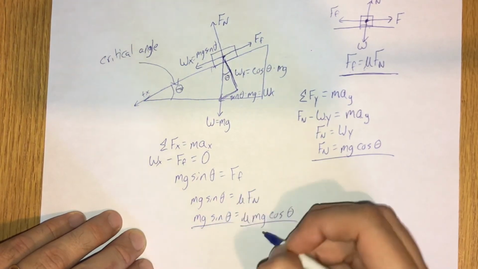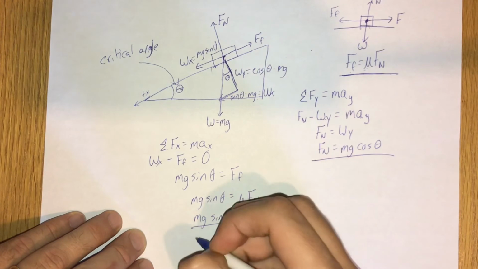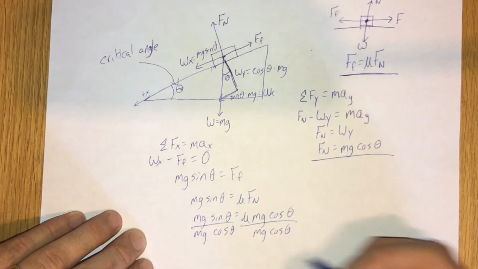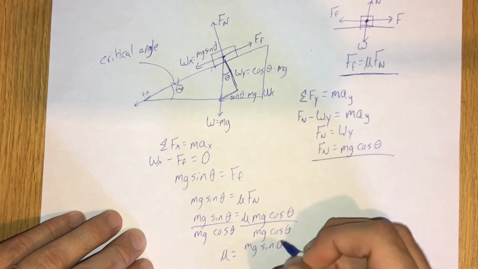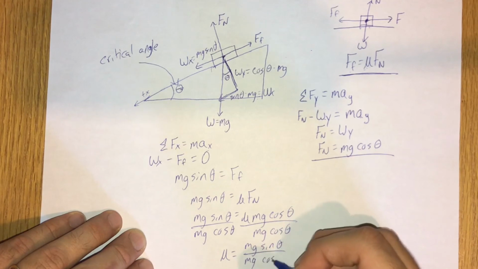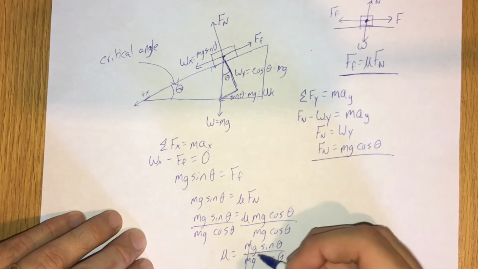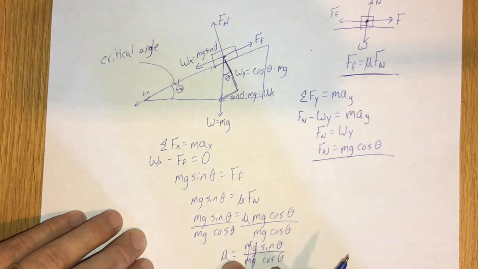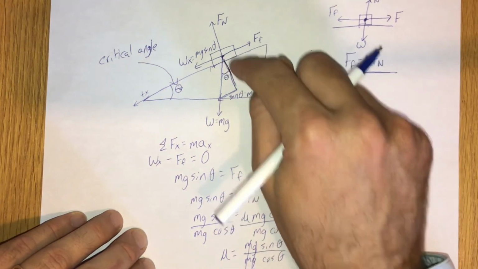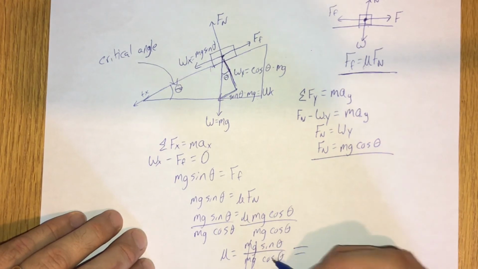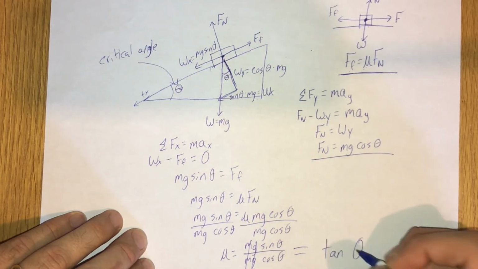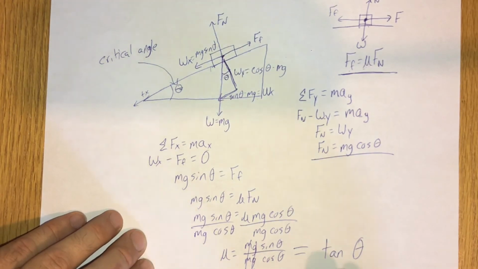Now, by dividing each side by mg cosine theta, we can see that mu, the coefficient of friction, would equal mg sine theta divided by mg cosine theta. So it doesn't matter the mass or the gravity field strength. The coefficient of friction is really just about the surfaces, how rough or smooth they are. And so by measuring the critical angle and by simplifying this one step further, we know that the sine over the cosine is the tangent. We can see that the coefficient of friction should be equal to the tangent of the critical angle that we can measure in the lab.